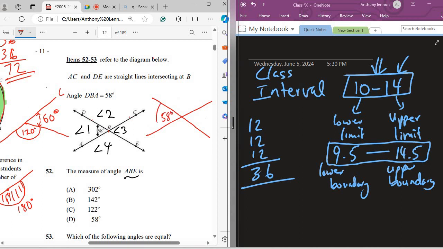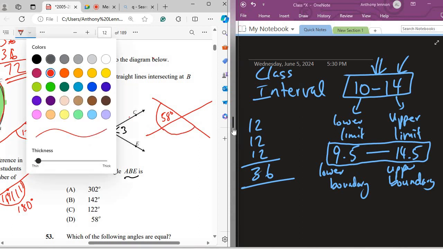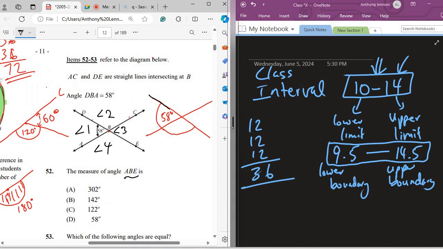Fifty-eight degrees. It's actually angle on a straight line. Okay, so this will be the straight line here. This will be the straight line here. And we have 58 degrees. And we have this angle here. Okay, so angle 4 is the angle we're looking for.